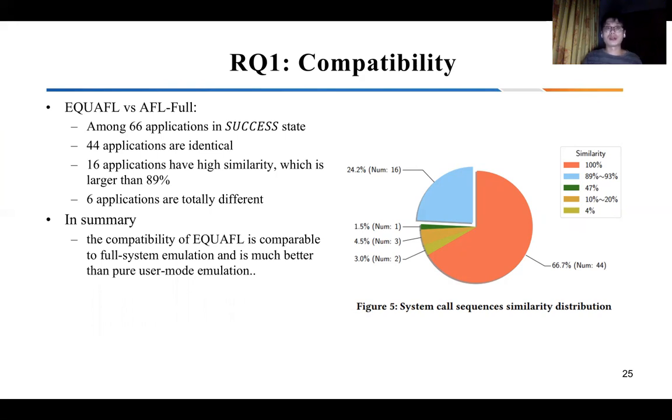And the results show that among the 36 applications in the success state, the system call traces of the majority of applications are identical with those in the full system emulation, and only a few applications behave differently. And in summary, the compatibility of our system is comparable to the full system emulation, and it's much better than pure user mode emulation, which means the AFL.